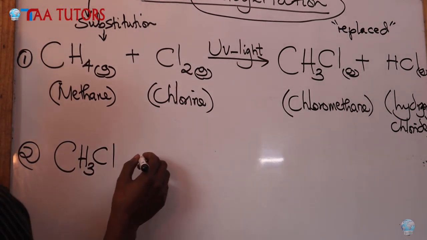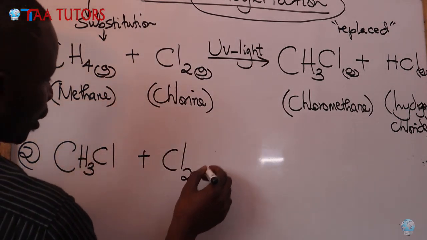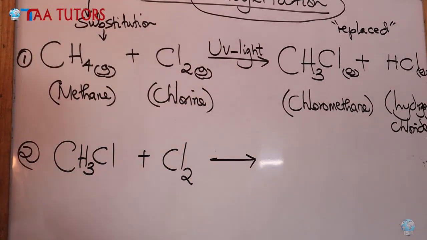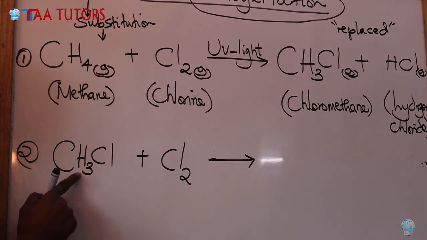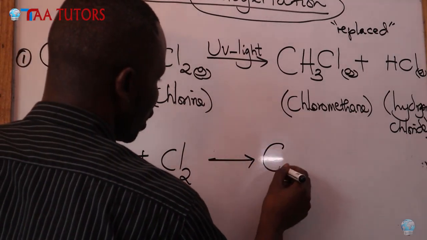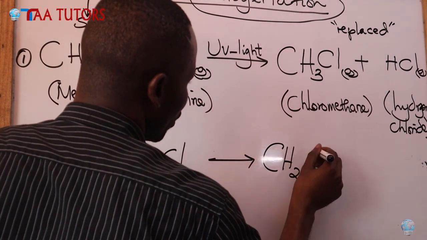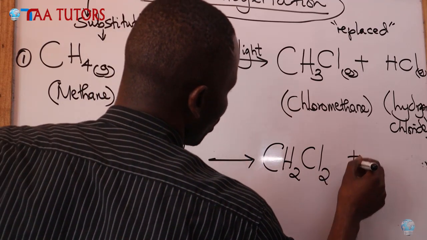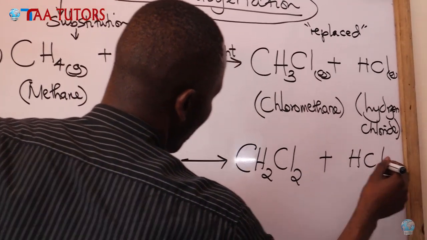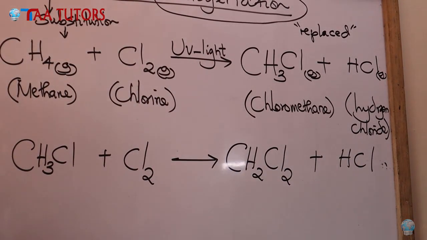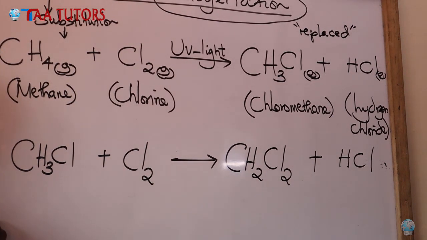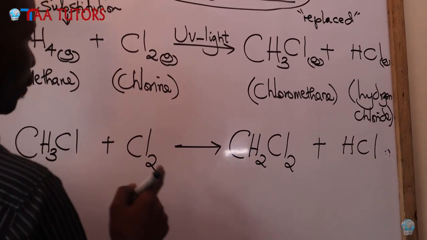So we get CH3Cl, then plus chlorine again. So when we have chlorine again, what happens? We bring another chlorine atom, remove one hydrogen, so the hydrogen remains 2, and that hydrogen goes there. So it will be CH2Cl2 plus HCl. Again, we want to remove another atom. So we again continue to the next step, because we said it's monosubstitution. We cannot do all of it at once.